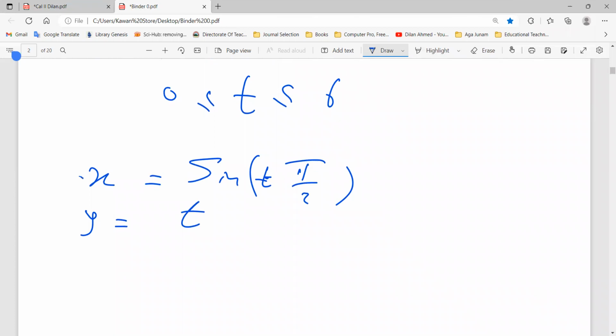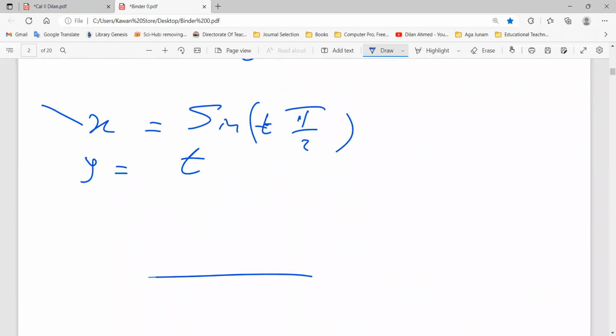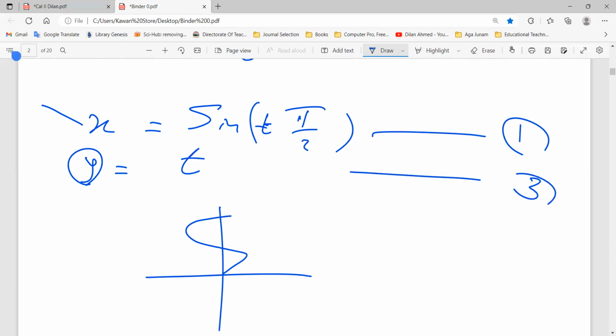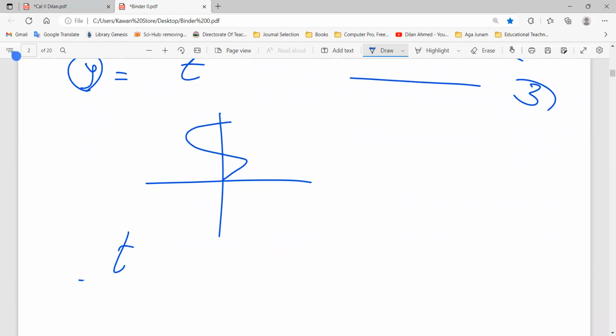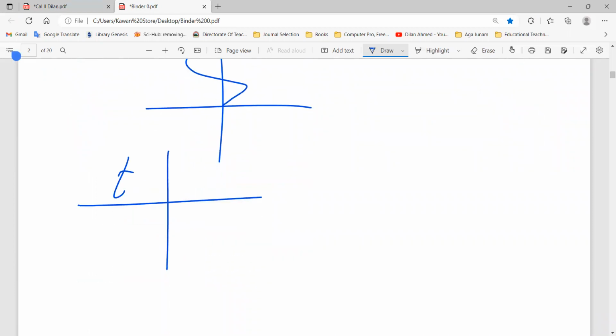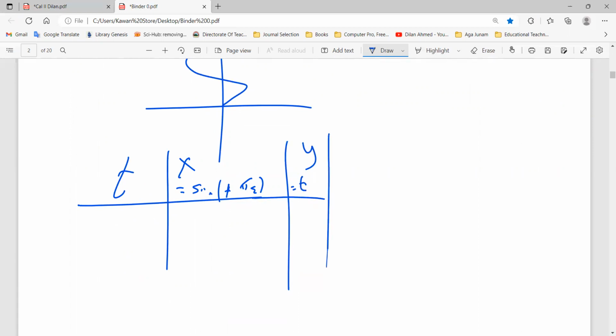In the beginning, because I have x equal to sine t, I know the x graph will be like that. Am I right? And how about the value of y? I have another function. Here's function number 1, and here's function number 2. So how do we deal with that? We use t as the parametric variable. I have x equal to sine of t pi over 2, and y is just t. Am I right? And then I will get the point.